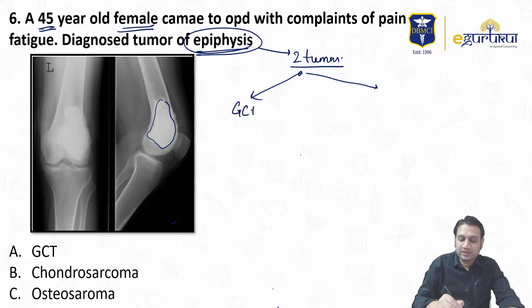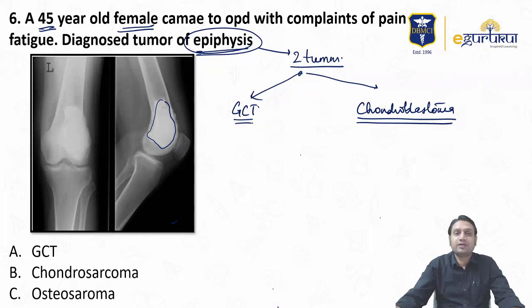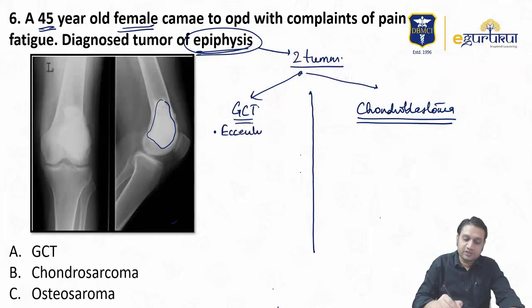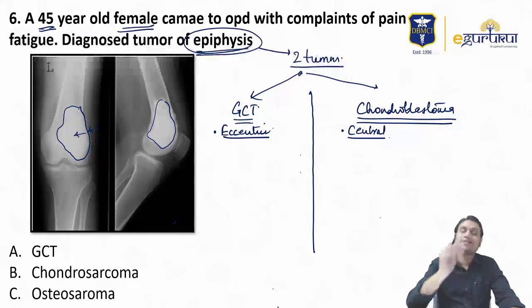What are those? One is giant cell tumor. Second is chondroblastoma. Now, how will you come to know which tumor is GCT and which is chondroblastoma? Very simple. First, eccentric or central. GCTs are usually eccentric, can be central also, but usually eccentric, and chondroblastoma will be a central lesion. Looking at this lesion, let's take it as a tumor. This is eccentric, not involving the whole area. It started from this area and has expanded.